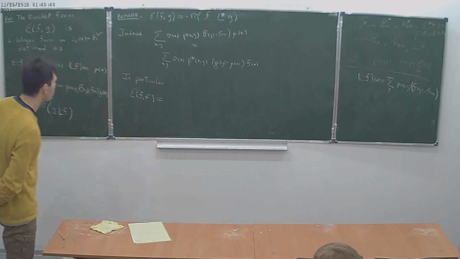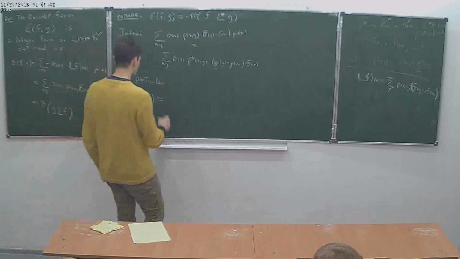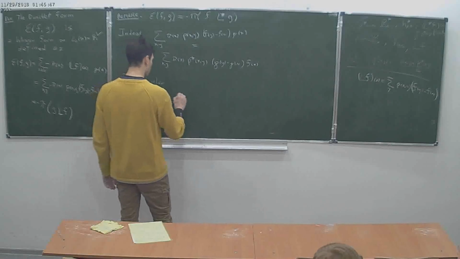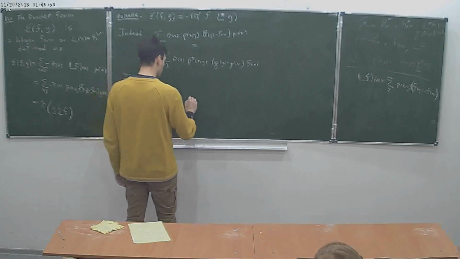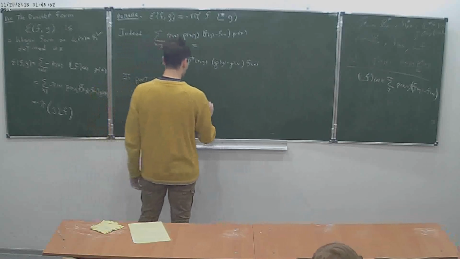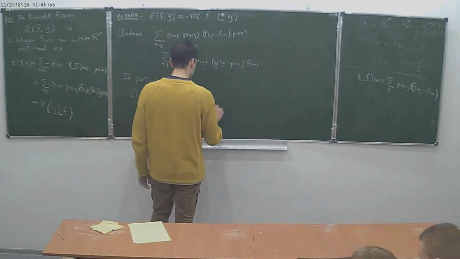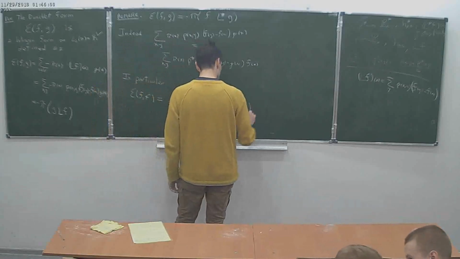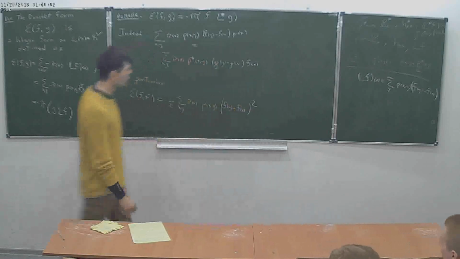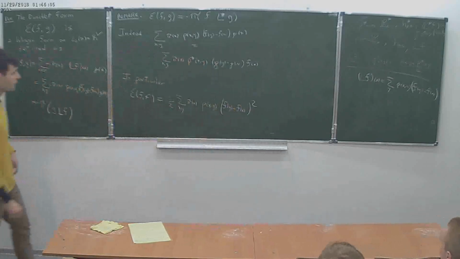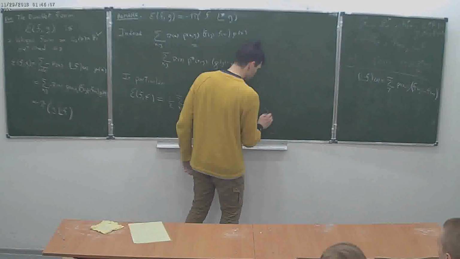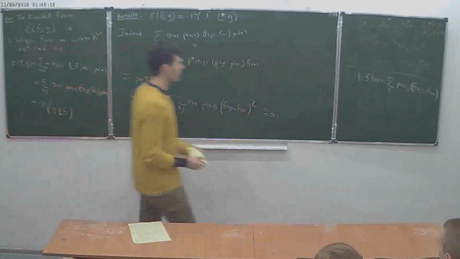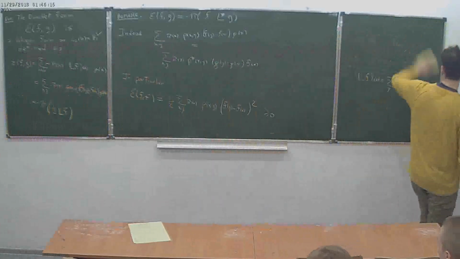Something is not convincing me. Did I write it right? L f, L star g. So this is also equal to 1/2 the sum over x and y of pi of x, p of xy, (f of y minus f of x) squared. So in particular it's positive.